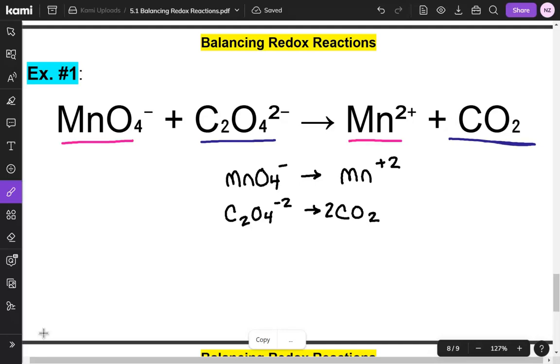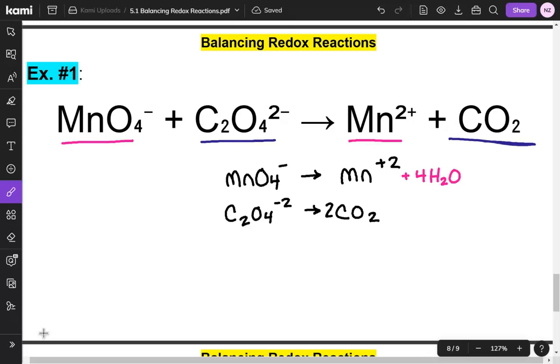There are 4 oxygens on the left side of our first reaction, so we're going to add 4 H2Os on the right side of our first half reaction. In our second half reaction, we have 4 oxygens here. 2 times 2 makes that 4. So our oxygens are actually balanced in the second reaction already. We don't need to do anything else.